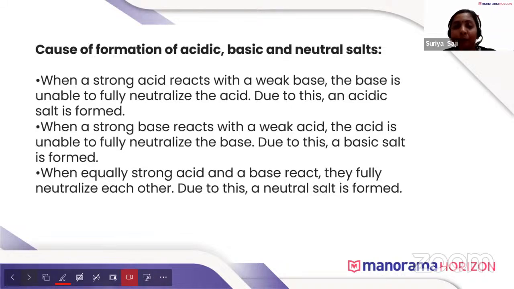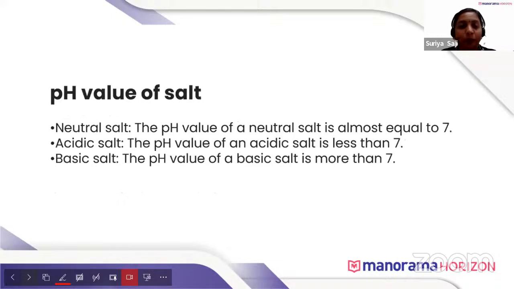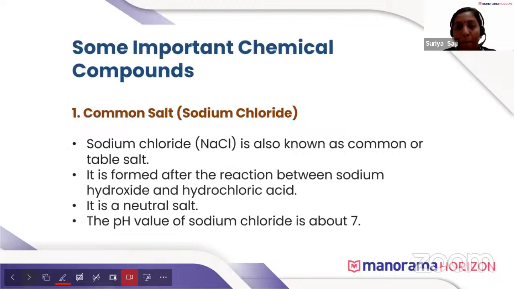So what will happen? Basic salt will form. Then if an equally strong acid and base react, we will get a neutral salt. Then pH value: same as the pH of solutions, we have pH for salts also. A neutral salt has pH 7, acidic if it is less than 7, basic if more than 7.